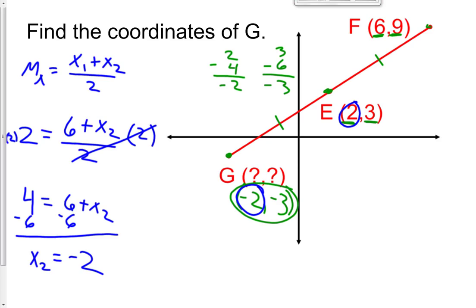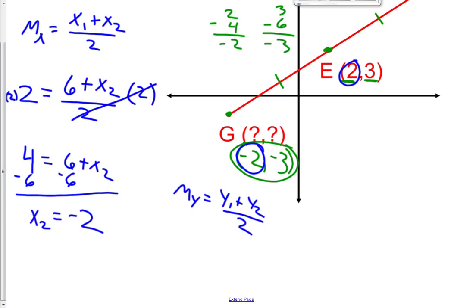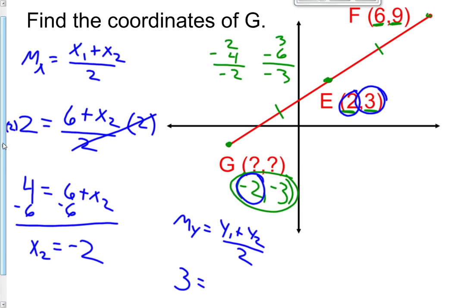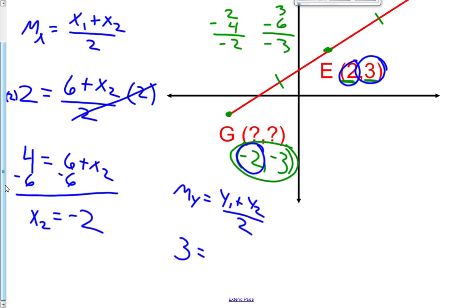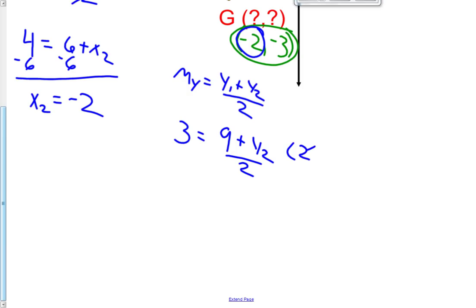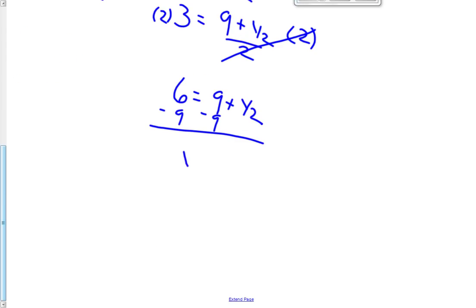I do the exact same thing for my y's. The midpoint of the y-coordinate is y1 plus y2 divided by 2. And I know what the midpoint is, the number 3. Here's my midpoint of the y. So 3 equals one y-coordinate, which is 9, and the other y-coordinate I'm trying to find, so 9 plus y2, divided by 2. I get rid of the denominator by multiplying both sides by 2. So 6 equals 9 plus y2. Subtract 9 from both sides, and my y-coordinate is a -3. So my point G is at -2, -3.